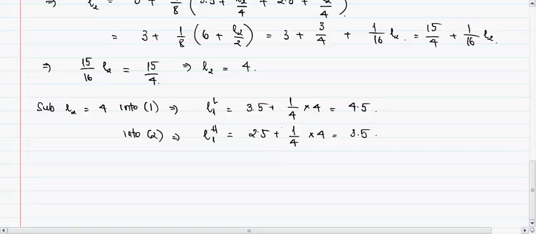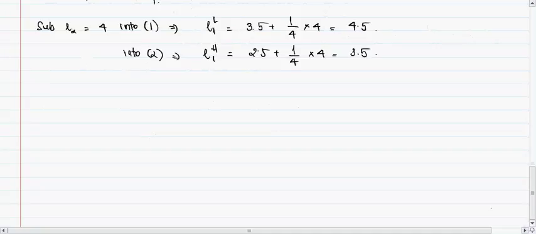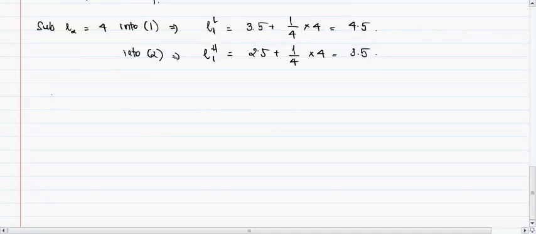If player 1 is having a low cost, he's going to choose 4.5 hours of work to do. If he is having a high cost, he's going to spend 3.5 hours on landscaping, and player 2 is going to spend 4 hours. So that is our Bayesian-Nash equilibrium.